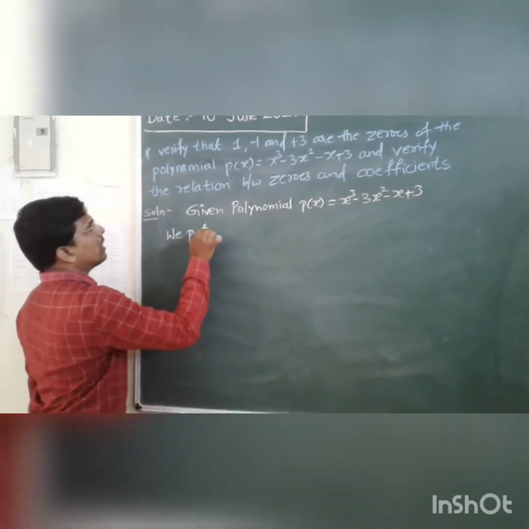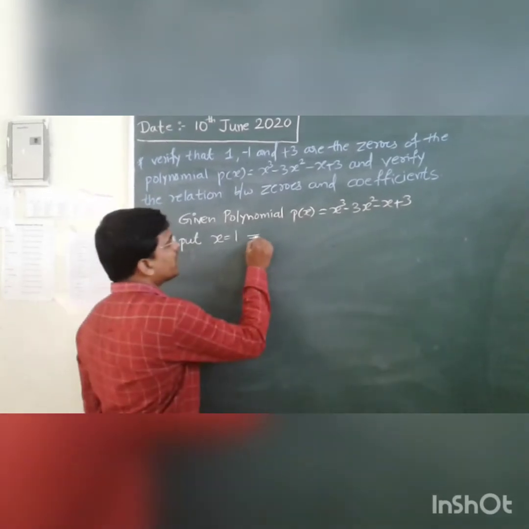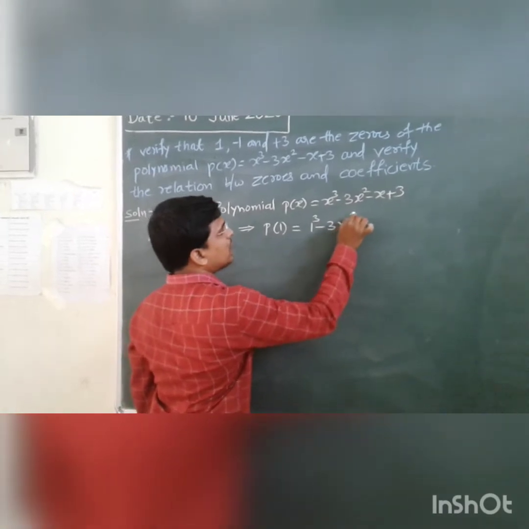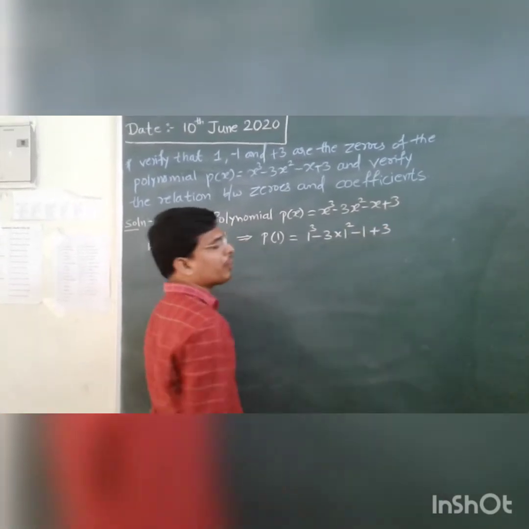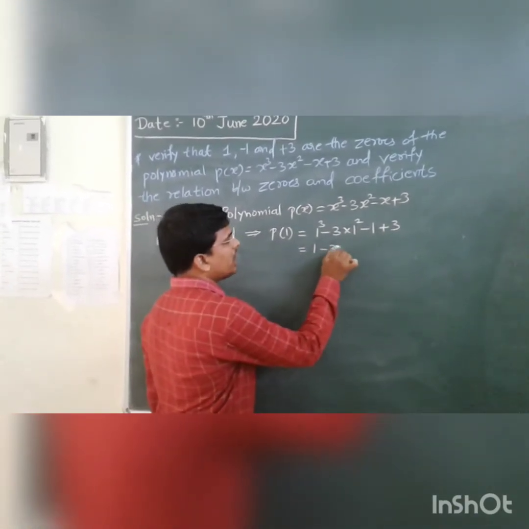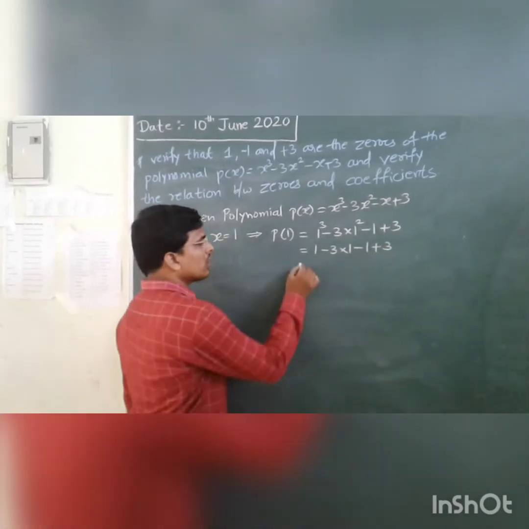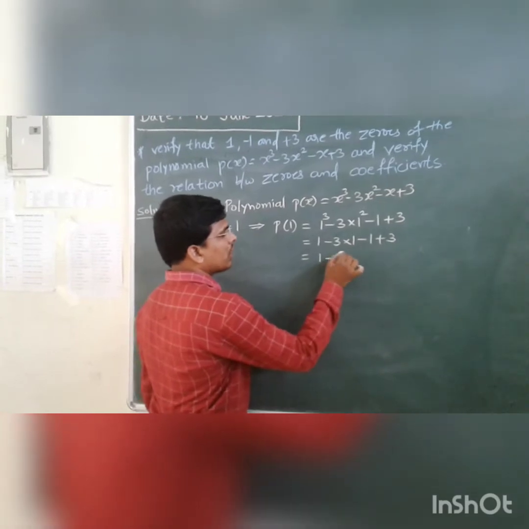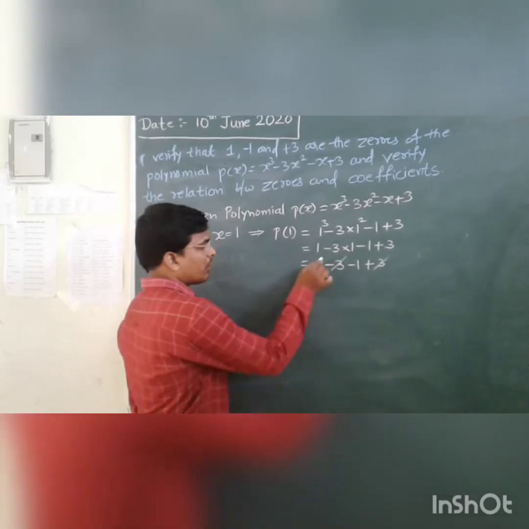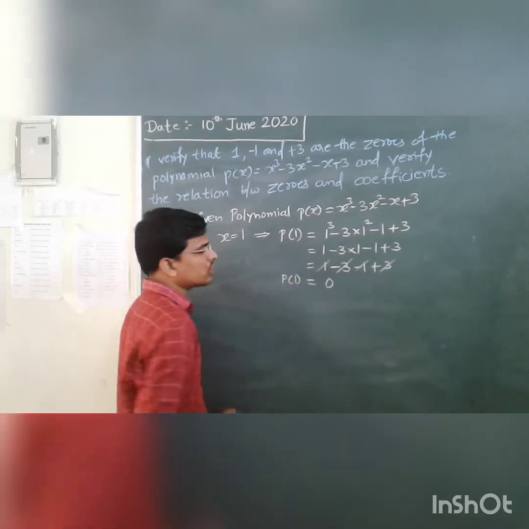We put x is equal to 1. If I put the x value as 1, what will we get? P of 1 is equal to 1 cube minus 3 into 1 square minus 1 plus 3. So 1 cube means 1, minus 3 into 1 square, 1, minus 1 plus 3. So 1 minus 3 minus 1 plus 3. Minus 3 plus 3 will be cancelled. Plus 1 minus 1 will be cancelled. So what is the value of P of 1? P of 1 is equal to 0.